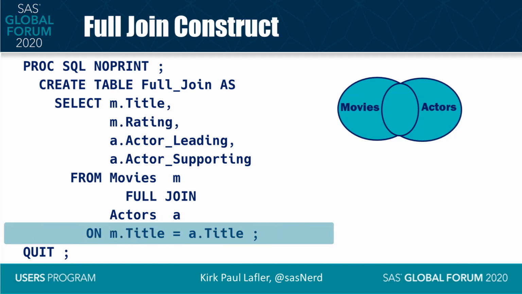This type of table construct, along with the left and right joins, are sometimes classified as outer joins because they preserve the unmatched rows from either the left table, the right table, or both tables.